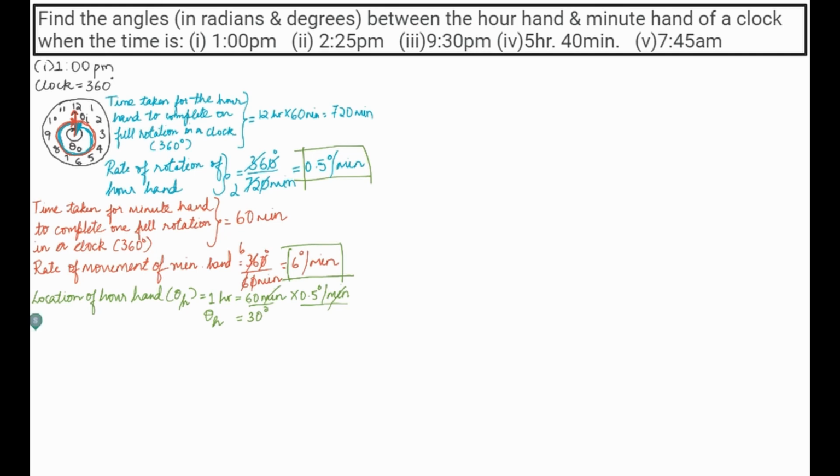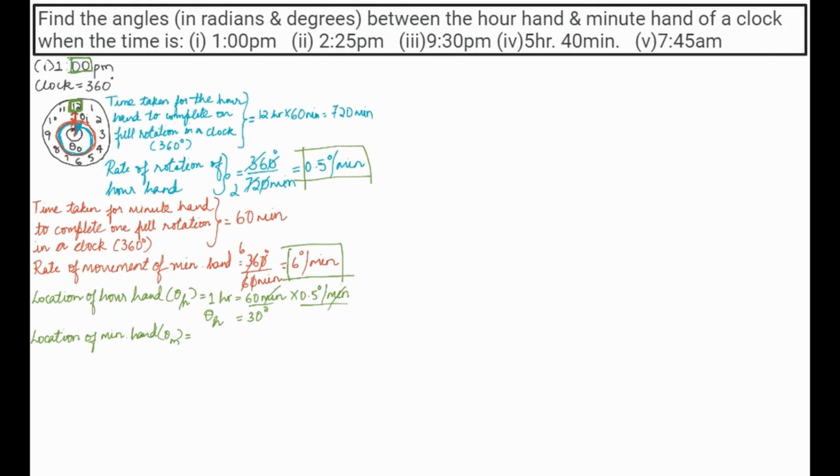So location of minute hand, let that be theta m. Here in the question it is given it is at 0 minutes. Here we can see the minute hand is at position 12. So therefore we can say that our minute hand is at position 0 degrees.